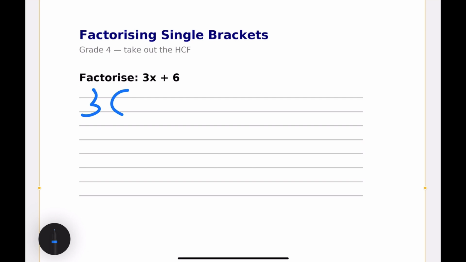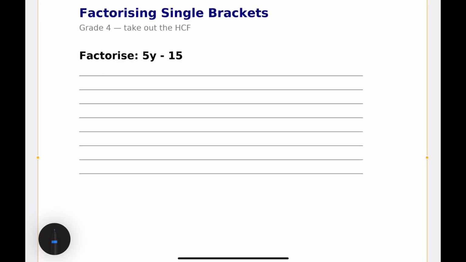Now what we do is we divide each term by 3. So 3x divided by 3 would be x, and 6 divided by 3 would be 2. So we'd get 3 outside the brackets and inside x plus 2. And we can check this by expanding it out. So we'd get 3x plus 6, and that was what we were trying to factorise at the start. So therefore, it must be correct. That is a good way of how to check your answer.